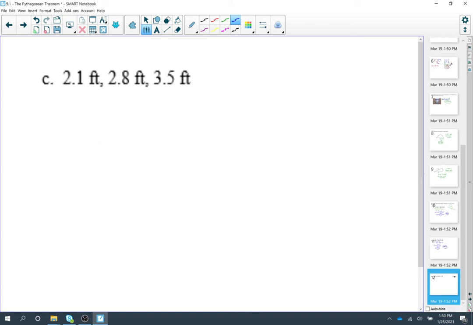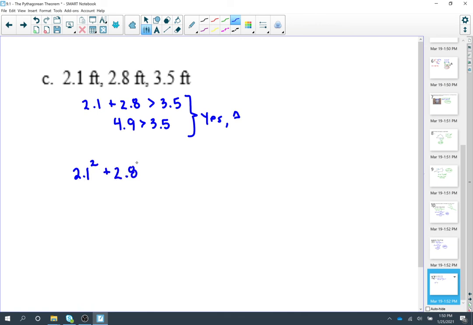Letter C. First of all, let's just see if this is a triangle. So we're going to take the short side plus the short side, which must be bigger than the long side. If we take 2.1 plus 2.8, we get 4.9, which is bigger than 3.5. So once again, yes, this can make a triangle. Then we're going to use our Pythagorean theorem.